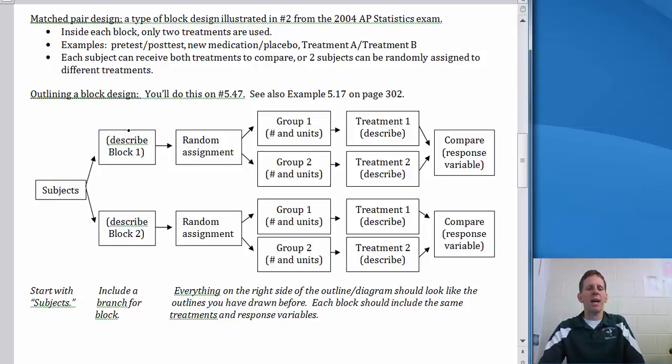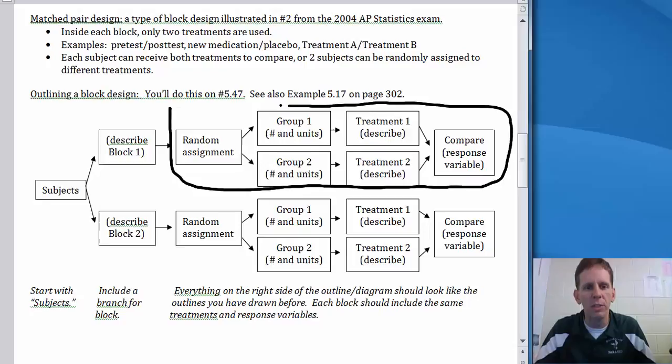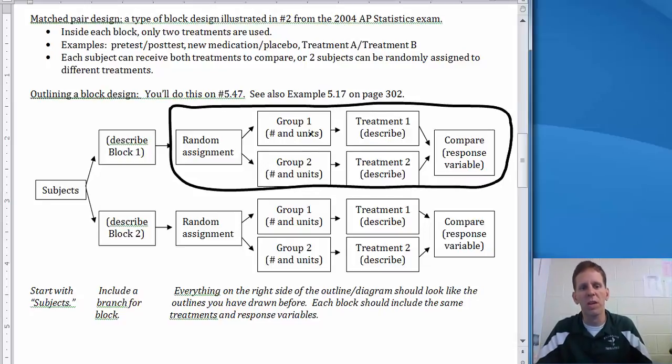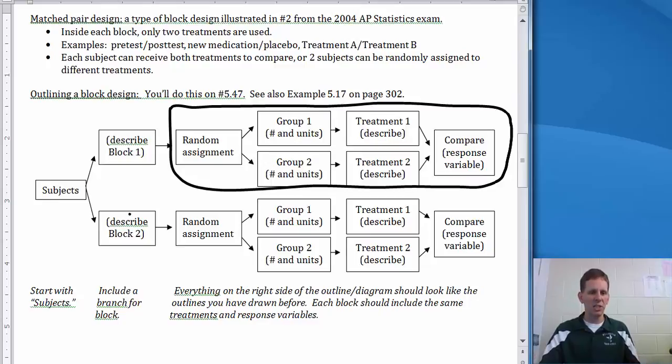If you're outlining a block design, what's different compared to what we did before is, with a traditional outline, we were just concerned about this piece right here. We were doing one single experiment with our entire group. We may split the group into a couple of subgroups where we do treatments and we compare. If you do a block design, you're going to take your subjects, and before random assignment, you're going to split them into blocks. So it may be we're taking the subjects, we're going to split them into males and females. Then within each of these blocks, you're going to do the random assignment, the groups, the treatments, and comparison.